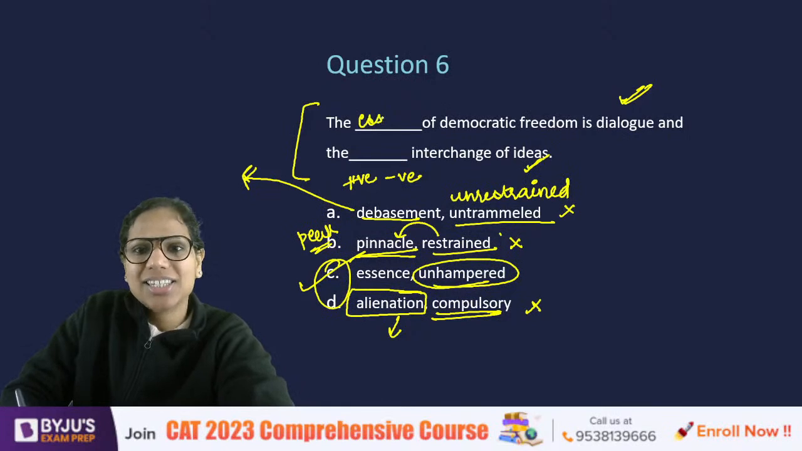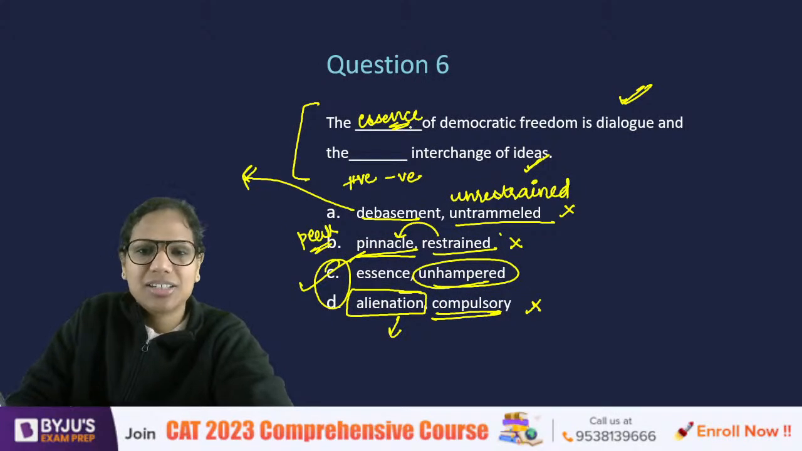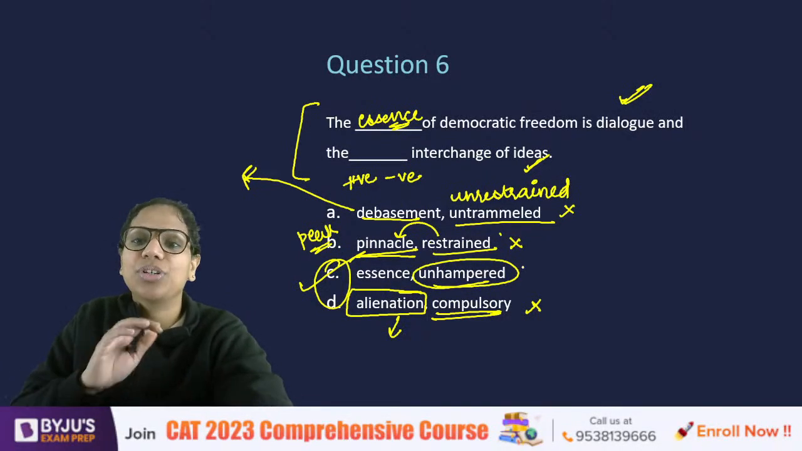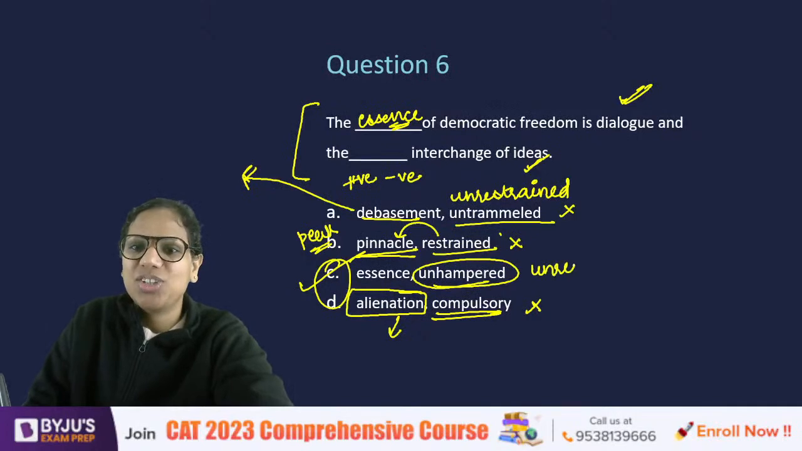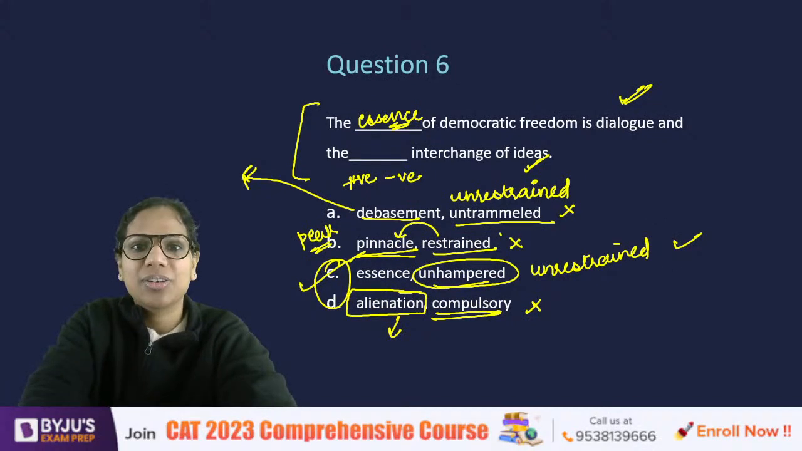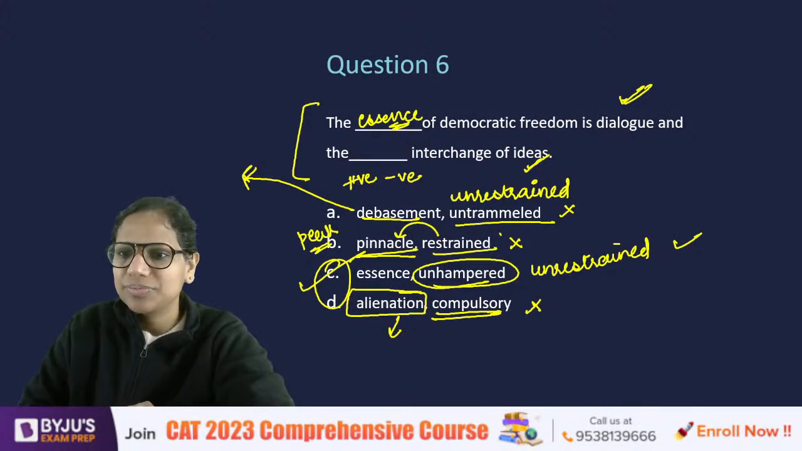The essence, the very gist, the quintessence of democratic freedom is dialogue and the unhampered, unrestrained exchange of ideas. Now they fit with each other. They are consistent with each other. Right? Hope this makes sense.